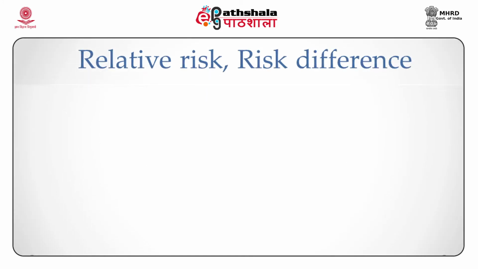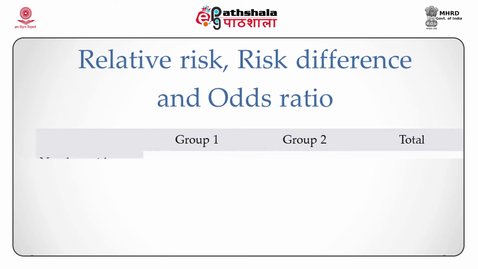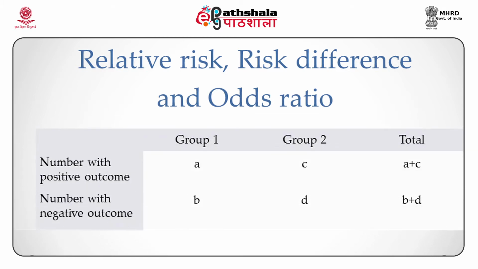I mentioned the concept of a 2x2 table in my introduction. So let us assume that we have a 2x2 table. That is, we have group 1, which we say are exposed to a particular exposure of interest. So again, let us assume that this exposure is smoke. And we have group 2, which is the group which does not smoke. For each of group 1 and group 2, we follow them up over time, and at the end of the study period, we look at the number which develop the positive outcome and the number which develop the negative outcome.